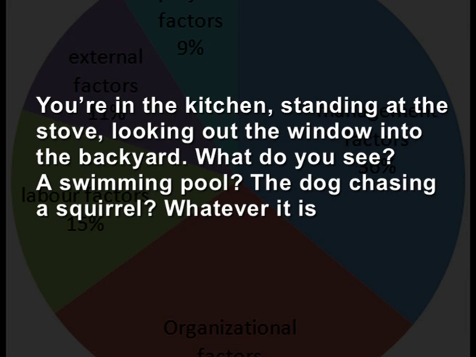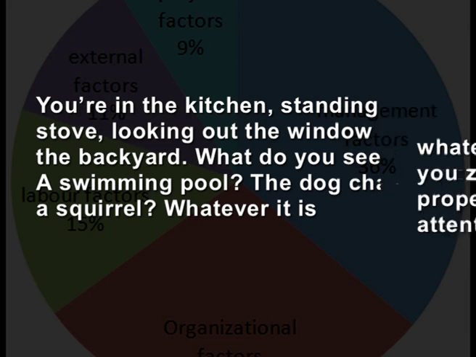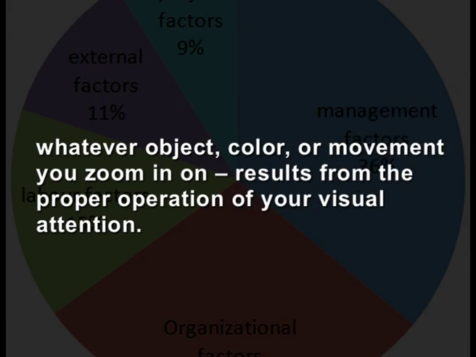Visual. You are in the kitchen standing at the stove, looking out the window into the backyard. What do you see? A swimming pool, the dog chasing a squirrel, whatever it is, whatever object, color or movement you zoom in on, results from the proper operation of your visual attention. After all, seeing is more than our eyes' ability to view external stimuli. Seeing is a complex process that allows us to efficiently deal with massive amounts of external information by selecting relevant information and filtering out irrelevant information.